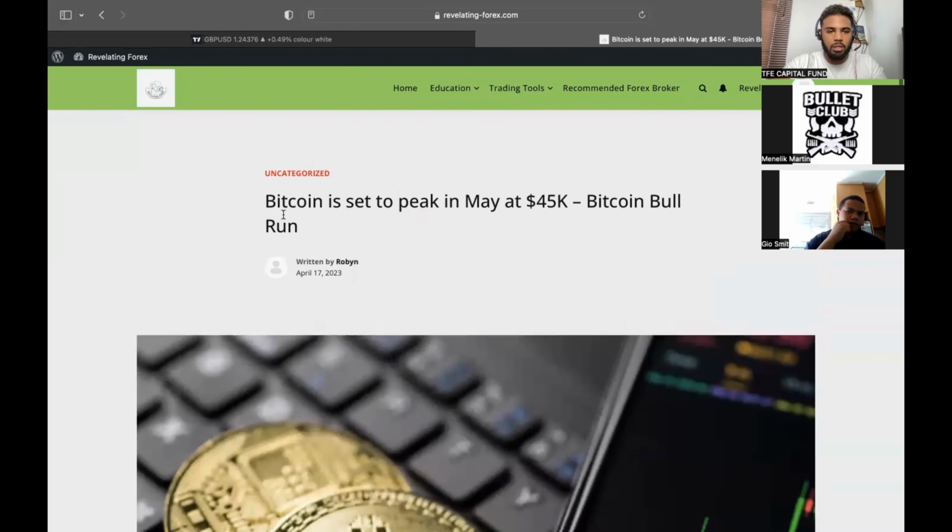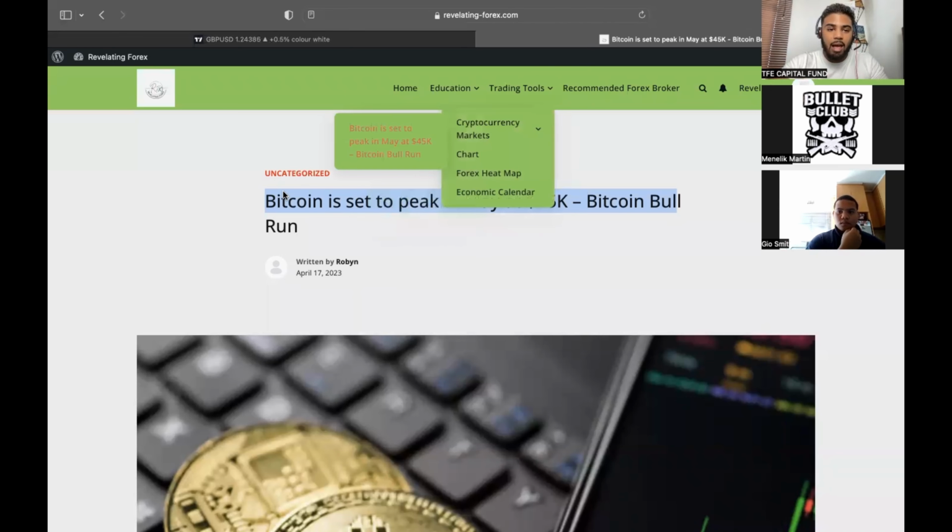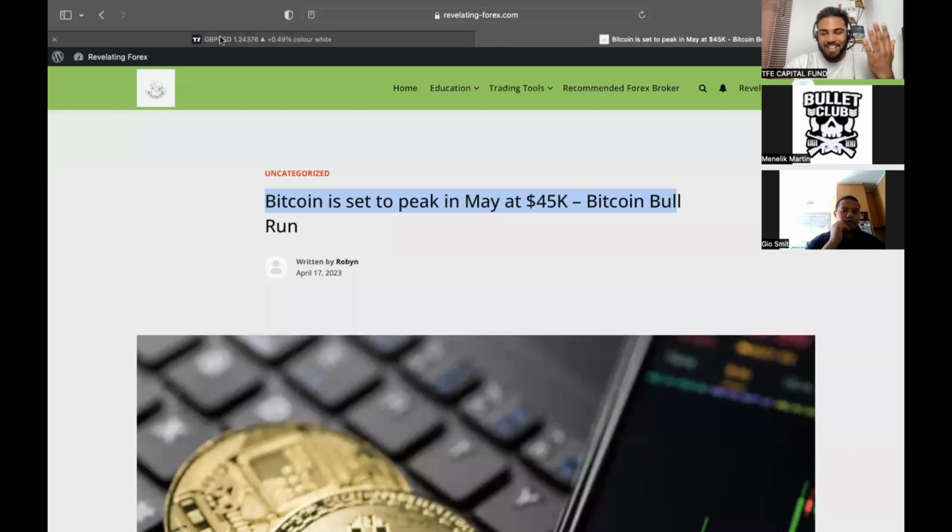Bitcoin is potentially peaking at 45,000 and higher, potentially going to hit $100,000. We don't know, we're going to see. I invested a lot of my money into crypto, and hopefully I become a crypto millionaire. Maybe I do. You never know.